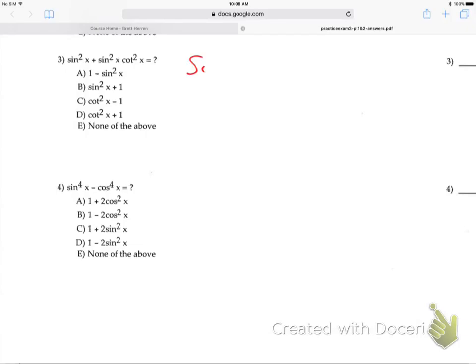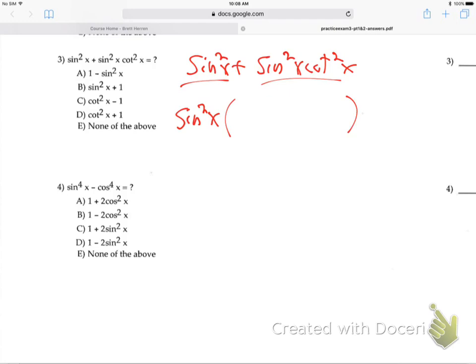Okay, so sine squared plus sine squared cotan squared. All right, so what can you do with these guys right away? Factor out sine squared. Does everybody see that? They both have sine squared. When two terms have something matching, something the same, you want to factor it out. Do you know what I mean by factor it out?